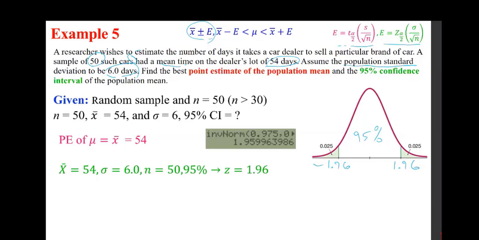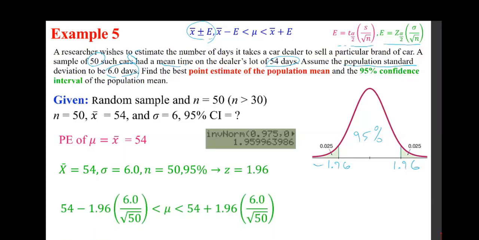Okay. Using this formula, 54 minus 1.96 times 6 over square root of 50, and then 54 plus the same thing. So all you have to do, calculate this one, subtract it from 54, add it to 54. Again, I would use more decimals, but I do the rounding at the very end. This has been rounded properly, but be careful. You don't ever want to take a chance. So the answer is this.